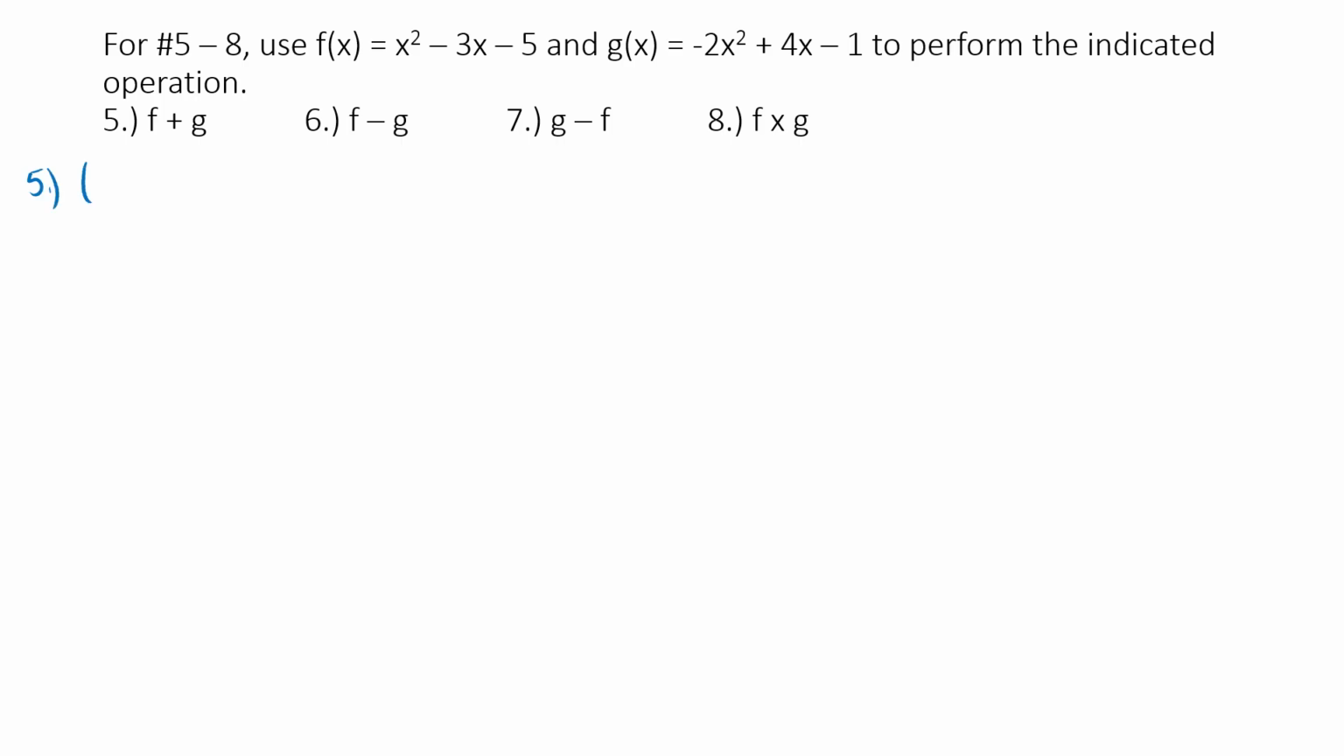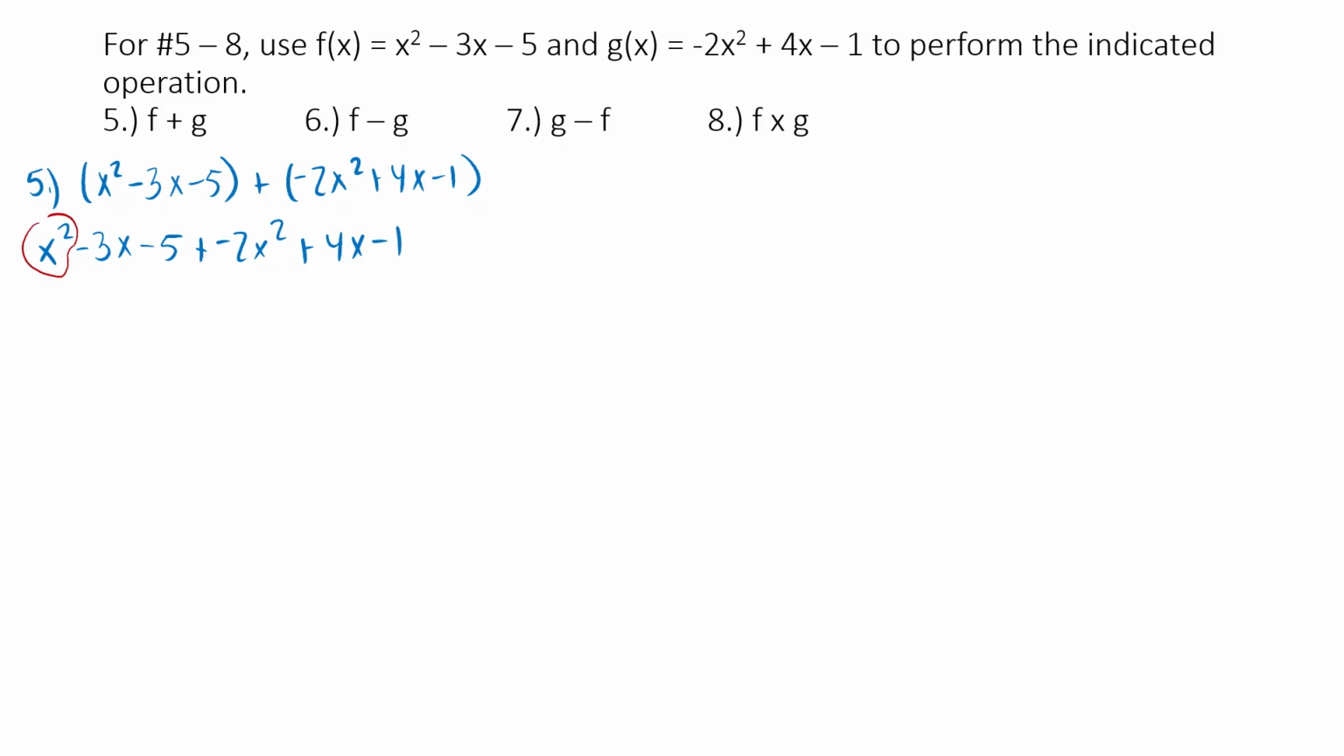So when I go to add them, I got my x squared minus 3x minus 5. And I'm going to add to that negative 2x squared plus 4x minus 1. And of course, those are the parentheses that are cosmetic. And so I'm just going to go ahead and remove them, and you are welcome to remove them in your initial rewrite. We have x squared plus negative 2x squared, which is going to give us negative x squared or negative 1x squared.